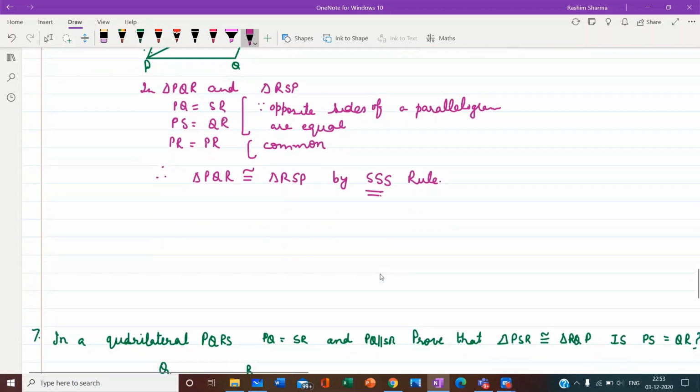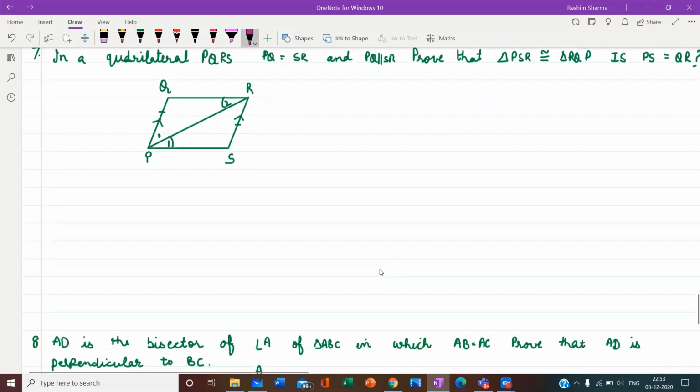Now, next we have question number 7. In a quadrilateral PQRS, PQ is equal to SR and PQ is parallel to SR. This is side PQ and this is SR. They are equal and parallel. Prove that triangle PSR is congruent to triangle PQR. Is PS equal to QR?